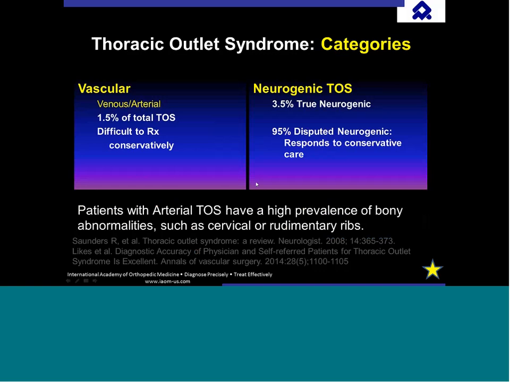The major categories of thoracic outlet syndrome are vascular. This accounts for only about 1.5% of the total thoracic outlet syndrome patients. It's very difficult to treat conservatively. If you have a vascular problem, it's very difficult to treat conservatively. Often these cases end up with a surgeon in some way. The other major category is neurogenic thoracic outlet syndrome. A true neurogenic is only about 3.5%. A disputed neurogenic is 95%. And this 95% of people responds to conservative care.